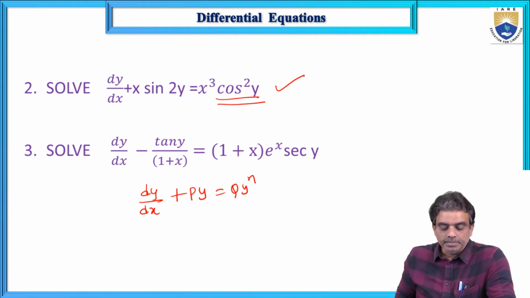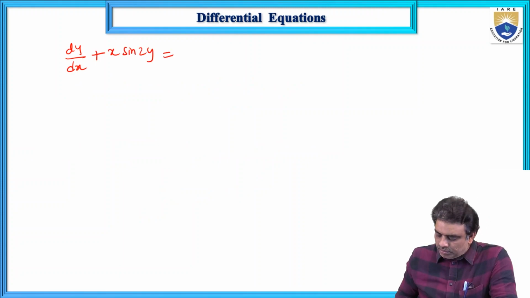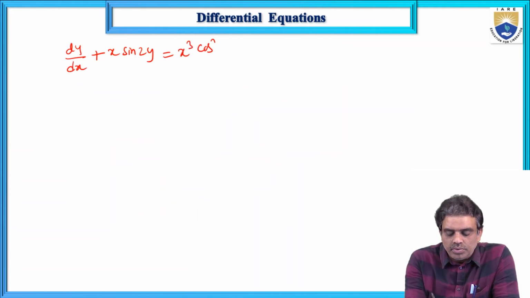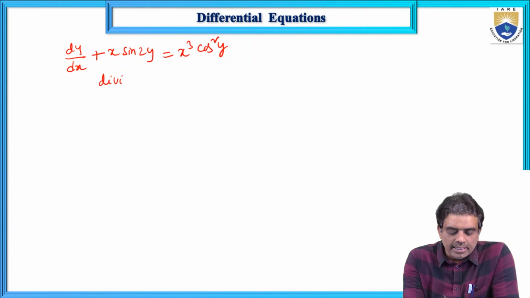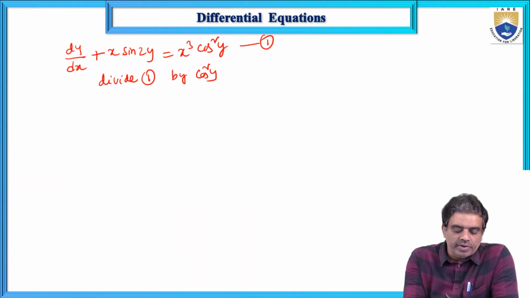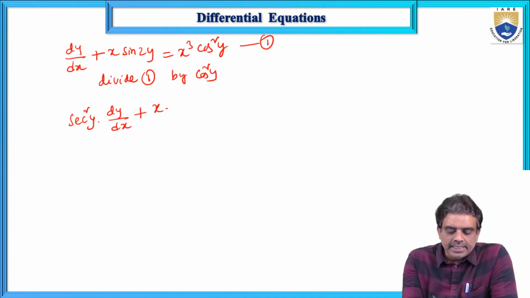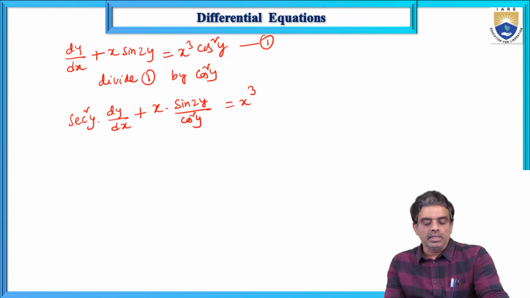I will write the problem here. What is the problem? dy by dx plus x sine 2y is equal to x cube cos square y. So how I'll solve the problem? Please see it. So first divide the equation 1 by cos square y. Then 1 by cos square y, that means what you can write? Secant square y dy by dx plus x into sine 2y by cos square y is equal to x cube. So in the first step we have eliminated the y term on the right hand side.